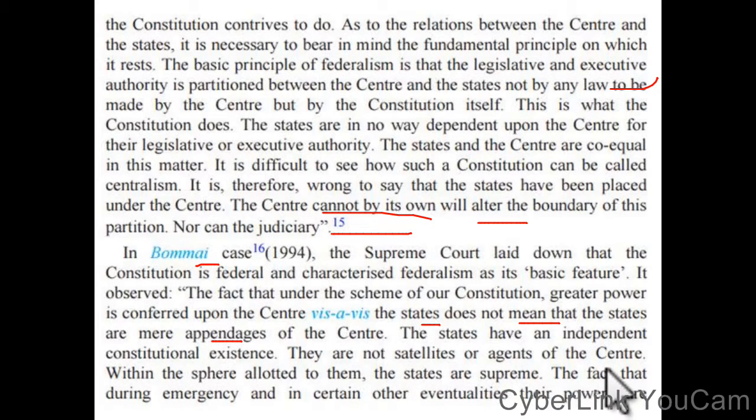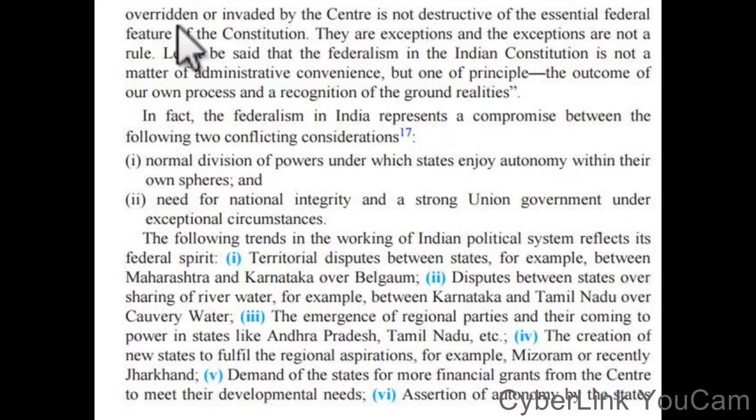The states are supreme. The fact that during emergency and in certain other eventualities their powers are overridden or invaded by the center does not destroy the essential federal feature of the Constitution. These are exceptions, and exceptions are not the rule. The federation of the Indian Constitution is not a matter of administrative convenience, but one of principle, the outcome of our own process of negotiation and recognition of ground realities.